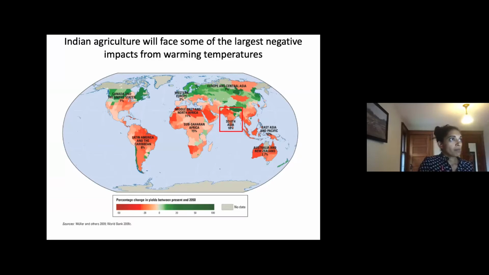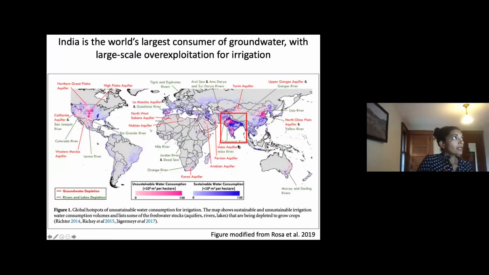So this is just a map showing projected yield loss of staple grains globally, with countries that are more in red, or regions that are more in red, being areas that are projected to face large losses. And you can see that South Asia is one region that really pops up on the map. And simultaneously, India is also the world's largest consumer of groundwater, with large-scale overexploitation for irrigation. So this also is a global map where unsustainable water consumption is highlighted in pink. And you can see, once again, India is really popping up as a hotspot.